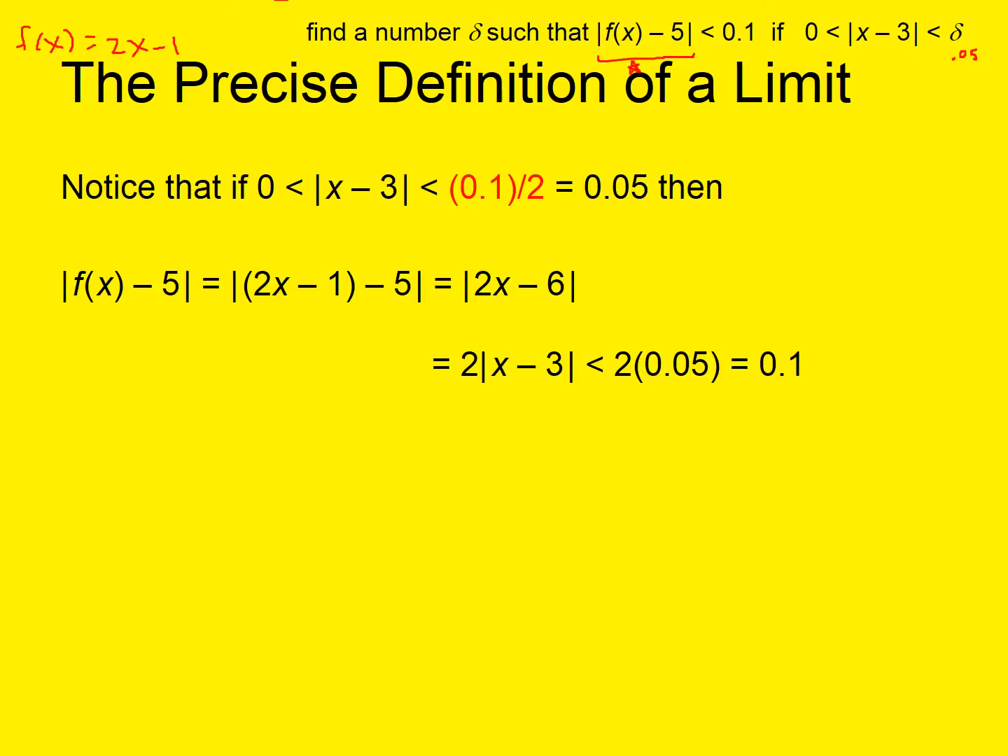What happens to this thing right here? Well, what was f of x? F of x, remember, was given in the original problem as 2x minus 1. So what happens to this is that you have absolute value of f of x minus 5. This is f of x right here, this 2x minus 1. You start simplifying, and it's 2x minus 6, negative 1 minus 5, negative 6.